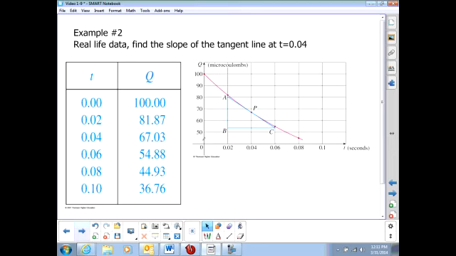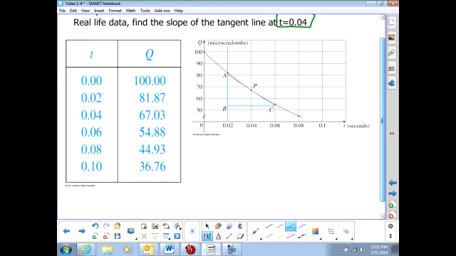Now, you might not always have an equation. You might just have, say, a table. Let's say we wanted to find the slope of our tangent line, and we're just going to do the slope here. We're not going to find the whole equation. But let's say we want to find the slope of our tangent line at 0.04. Well, we've got a graph, we've got a table, but we don't know what the equation is.